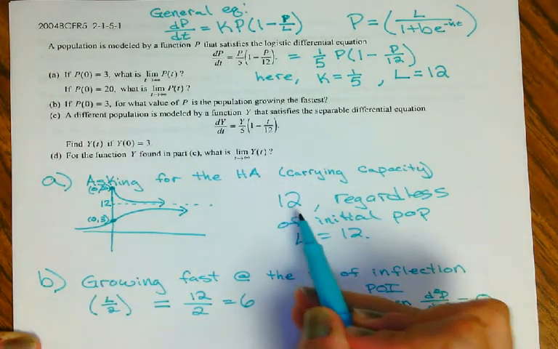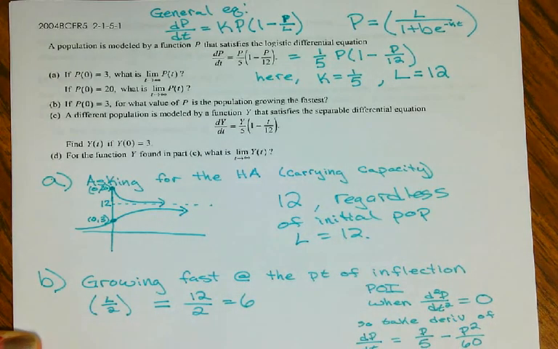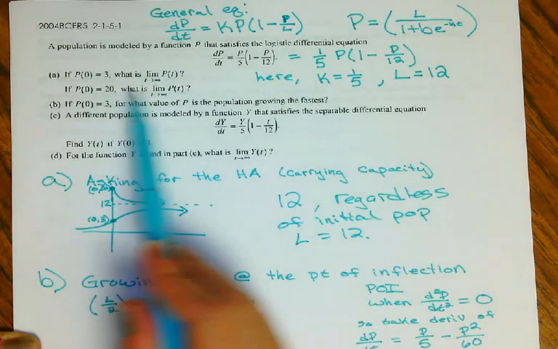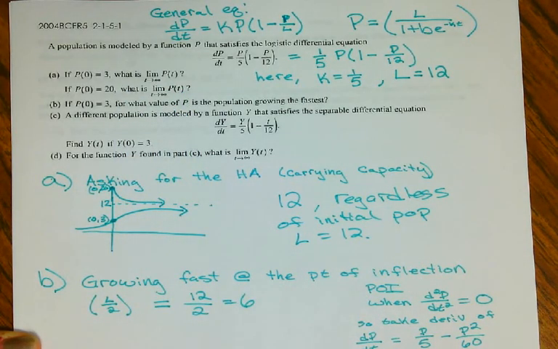So the answer to part A is 12. And again, the answer is going to be 12 regardless of what your initial condition is. That limit as t approaches infinity is asking you if there's a horizontal asymptote guiding the behavior of this function, aka what is the carrying capacity.